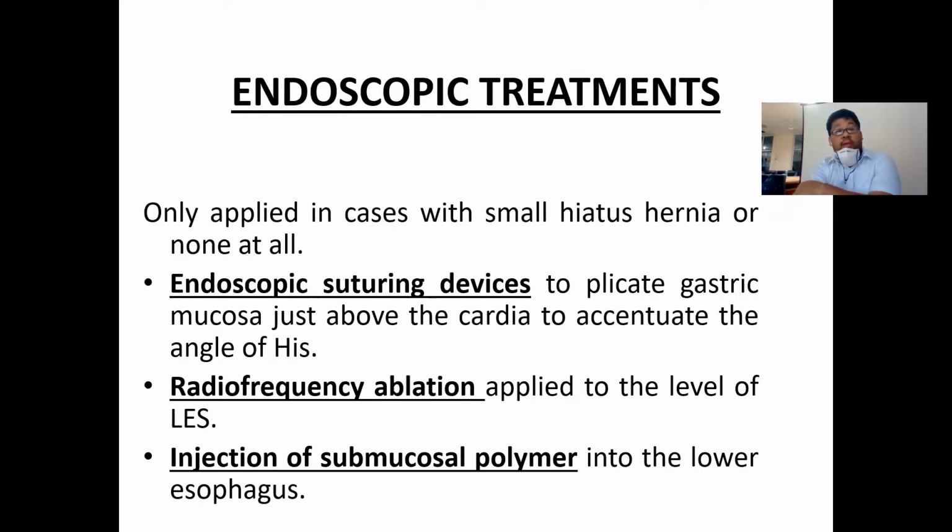So we have options like an endoscopic suturing device, where we plicate the gastric mucosa just above the cardia to accentuate the angle of His, or radiofrequency ablation can be applied at the level of the lower esophageal sphincter, or injection of a submucosal polymer into the lower esophagus. So the aim is to create a good lower esophageal sphincter via this endoscopic treatment modality. It is applicable for early cases or when the hiatus hernia is small.